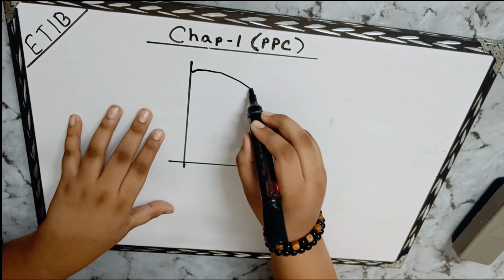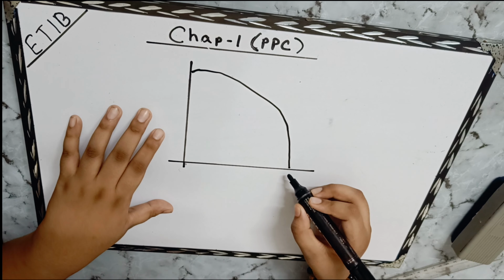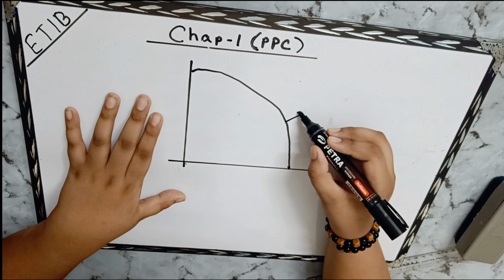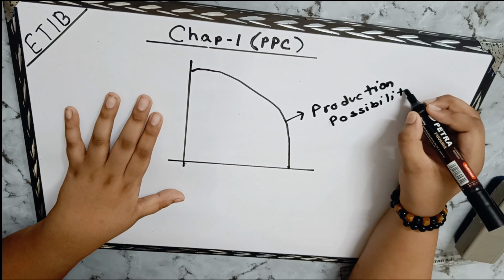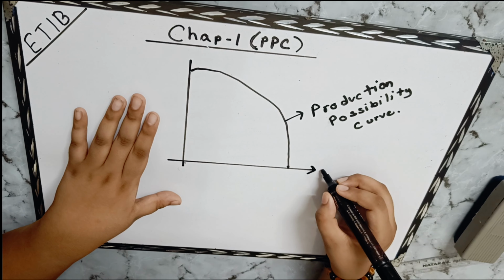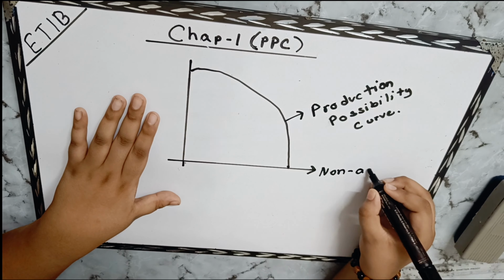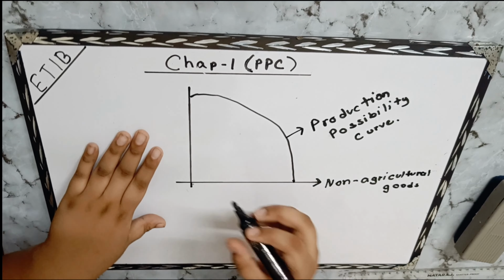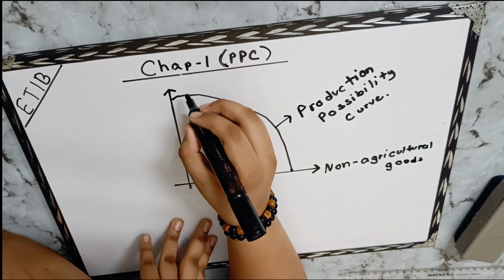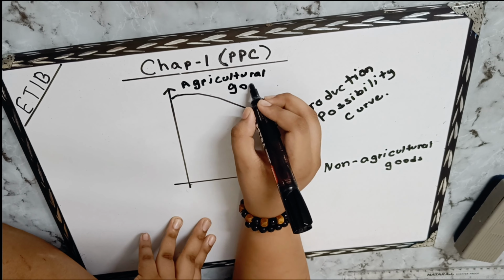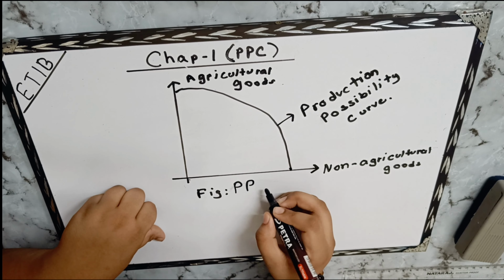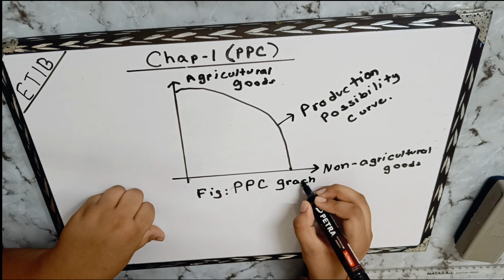The graph would look like this. So this is your PPC. You always have to mention these lines. Here it's non-agricultural goods, down here, and up here it would be agricultural goods. So this is your graph for production possibility curve, and you always have to mention figure, production possibility curve.